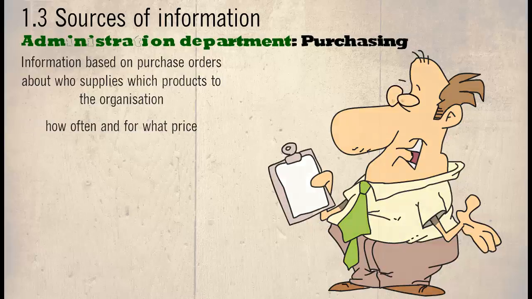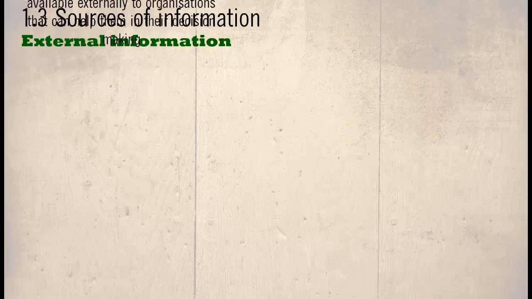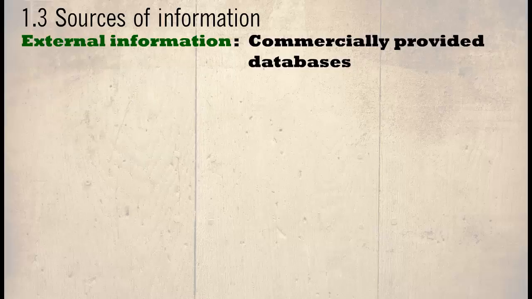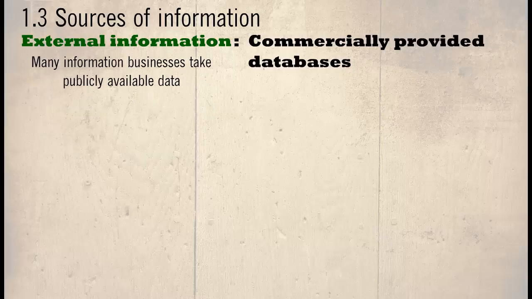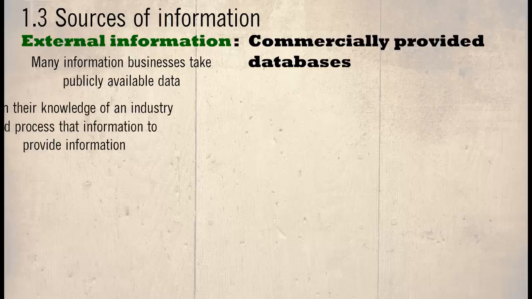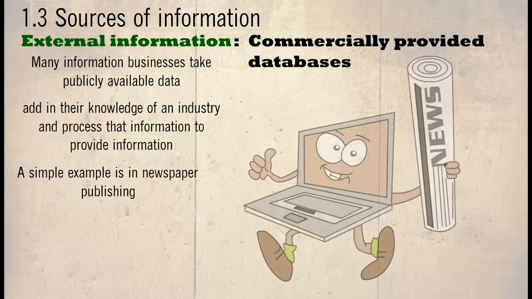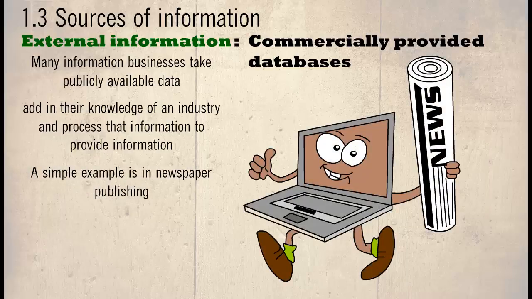External information. There is also a lot of information available externally to organisations that can help them in their decision making. Here are some examples. Commercially provided databases. Many information businesses take publicly available data, add in their knowledge of an industry and process that information to provide information. A simple example is newspaper publishing.